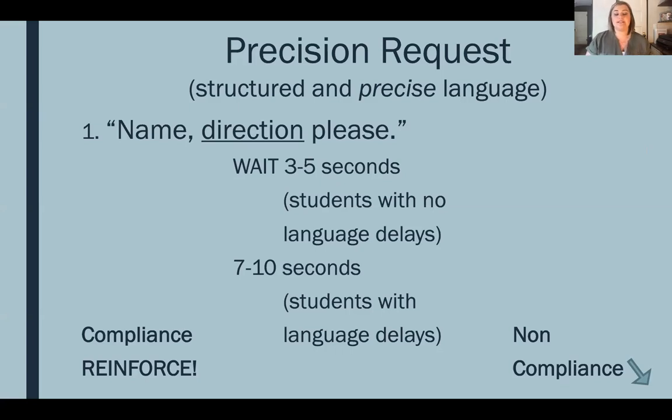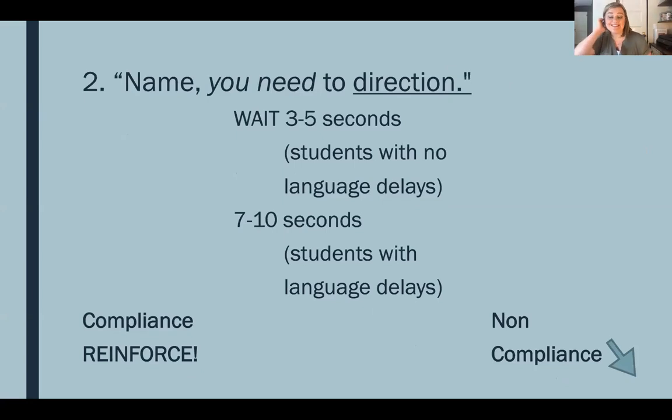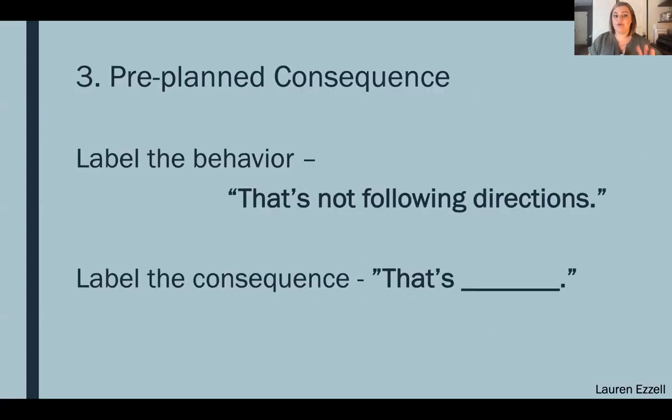Now, if the student complies, you reinforce, you are, woohoo, great job following directions. Now, if they don't, you have a plan. You know exactly where to go. Go to step 2. You go to the need step. Johnny, you need to get your math book out. So name, need, direction. Again, you're going to wait that 3 to 5 seconds or 7 to 10 for students with language delays. If they comply, woo, reinforce. But if they don't, this is where we go into a pre-planned consequence.